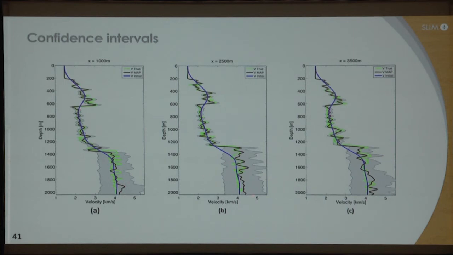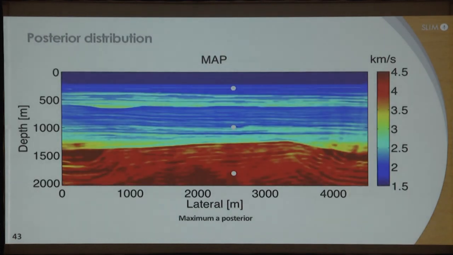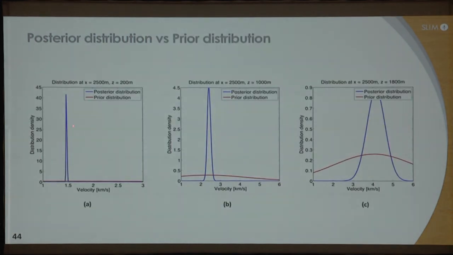And if we look at the confidence interval, the black one is the MAP, and the other one is the true model. We still generate five different noisy data sets and do the inversion, and we can still see that the five different results are lying in the confidence interval that we get. And if we look at the posterior distributions, we can also see that we reduce the uncertainties: the posterior distribution has less uncertainty than the prior distribution.